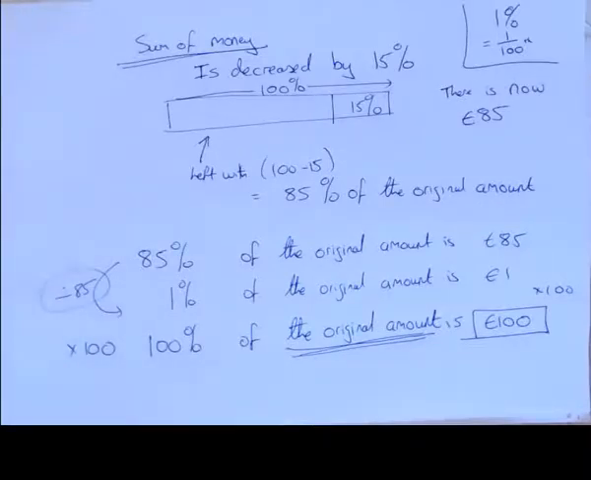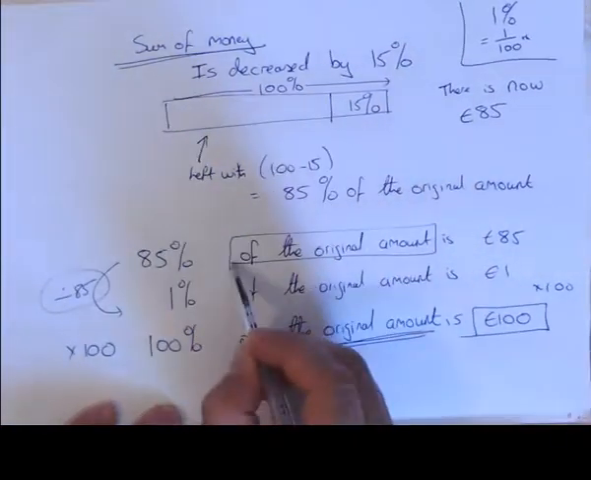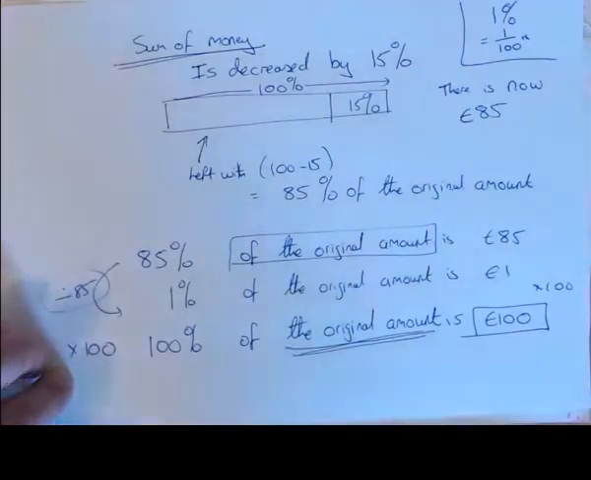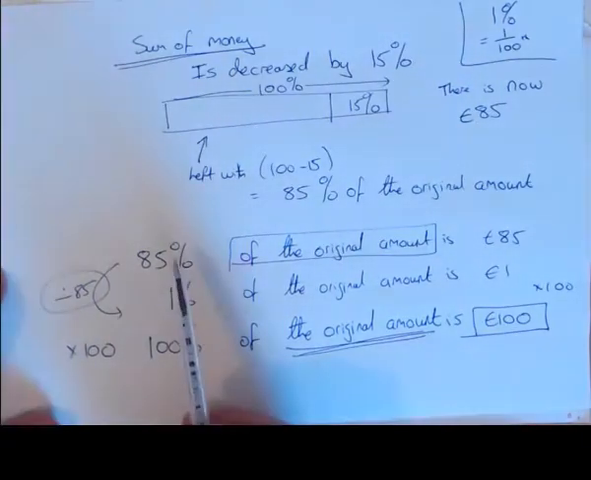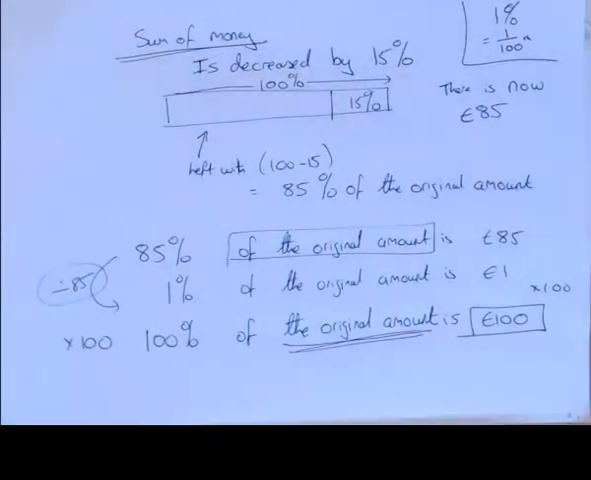Okay, so get this idea into your head. Think of the phrase "the original amount," or some fraction of the original amount. That's a phrase you want to have in your head all the time. I see people doing questions like this and they say 85% is €85. I want you to get it in your head that you're saying 85% of the original amount is €85. If you say things out in English, you know what you're talking about.